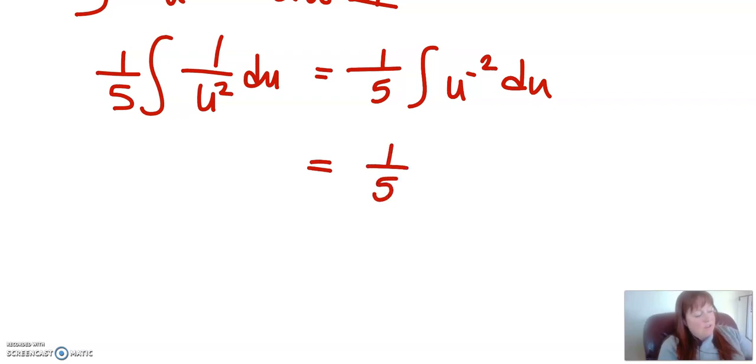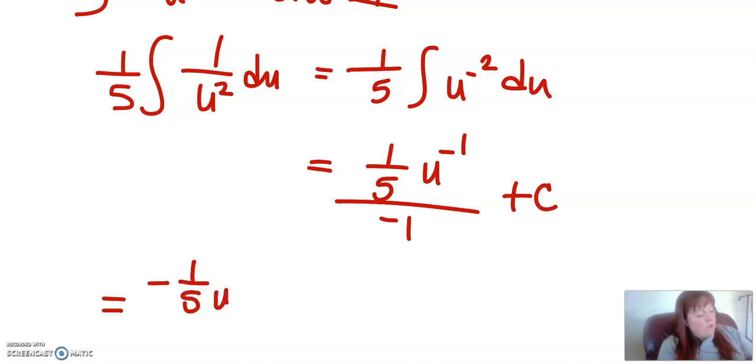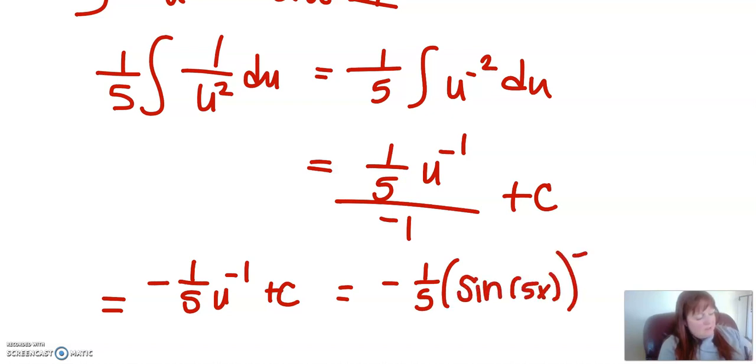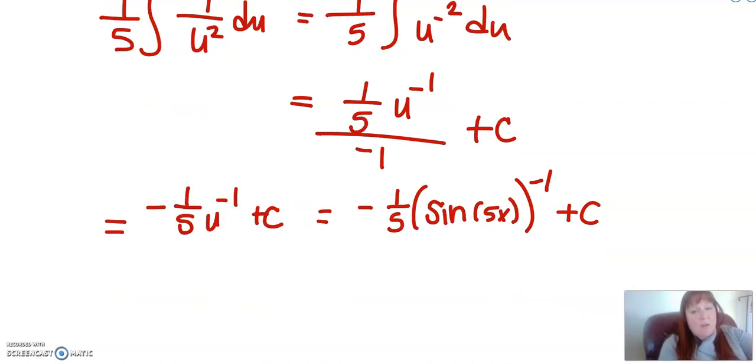Okay, so this is 1/5. Well, we add 1, so that becomes negative 1, and then we divide by that power, which is negative 1, plus c. So that ends up negative 1/5 u to the negative 1 plus c. And now we just have to plug u back in. What was u? Well, u was sine 5x. So we have that equals negative 1/5 sine 5x to the negative 1 plus c. And we could just leave it like that. You could put the sine 5x in the denominator if you really wanted to, but you don't have to.